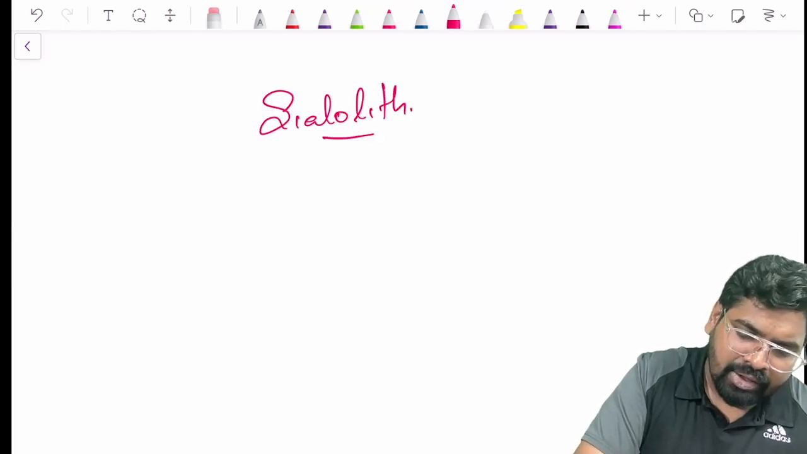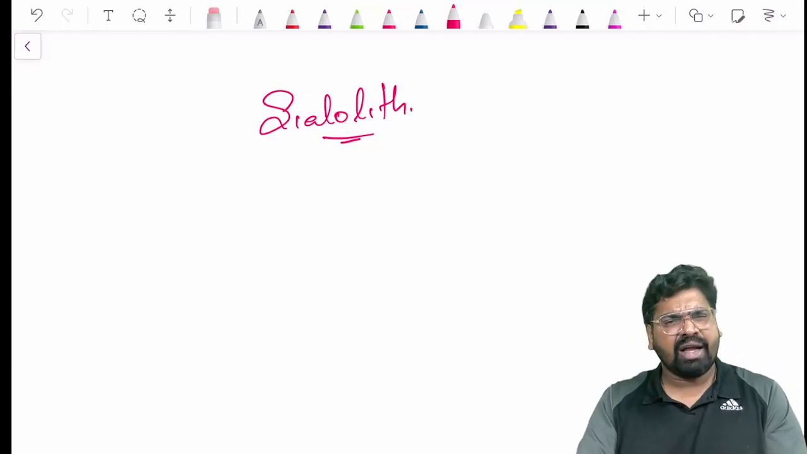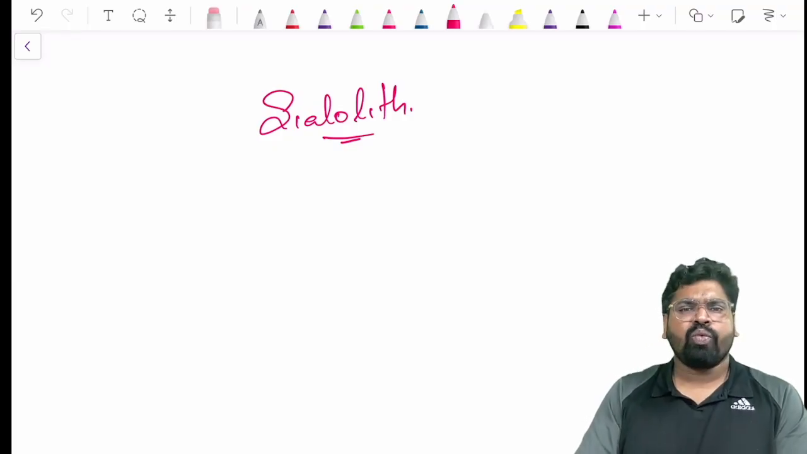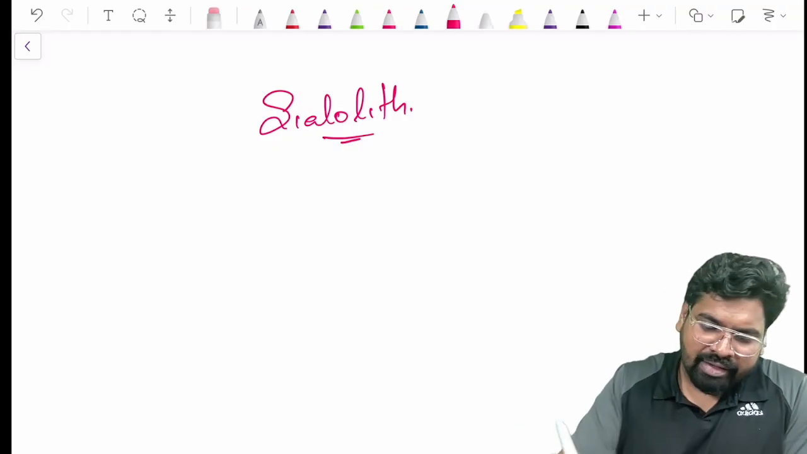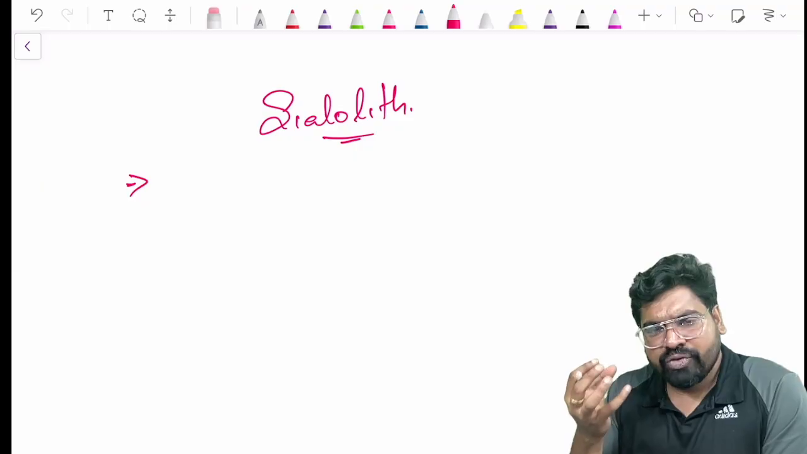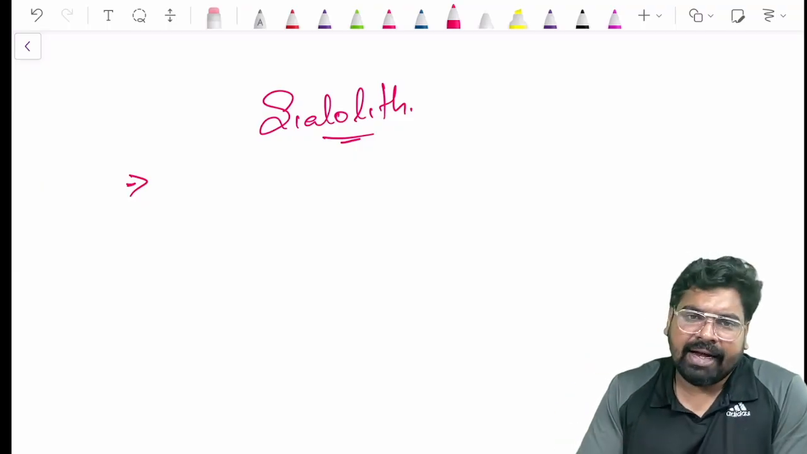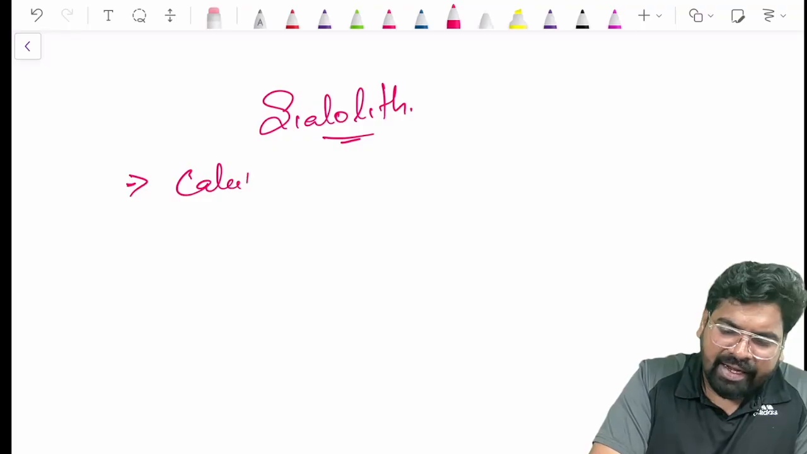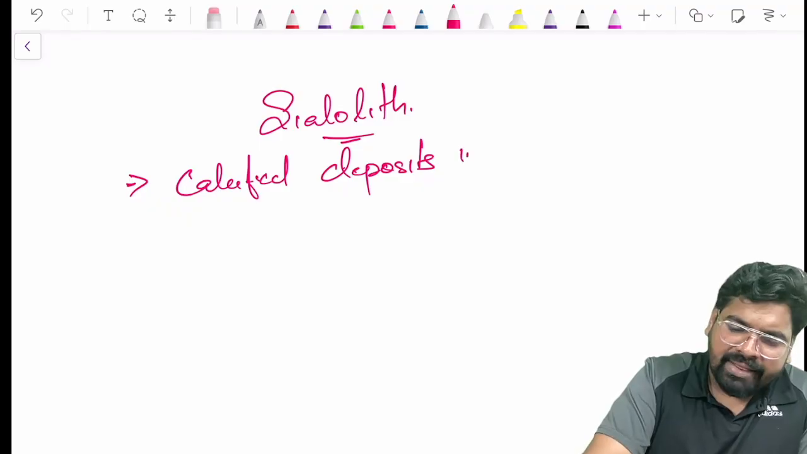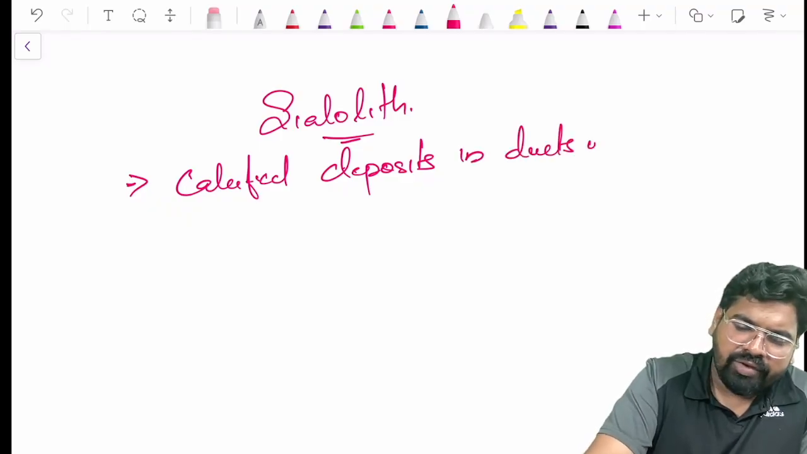Sialolith, or we say sialolithiasis. So many terms they have used for this sialolith. Now, what about sialolith is that sialolith is the calcification, or calcified deposits, in the ducts of the salivary gland. Okay, calcified deposits in the ducts of salivary gland.